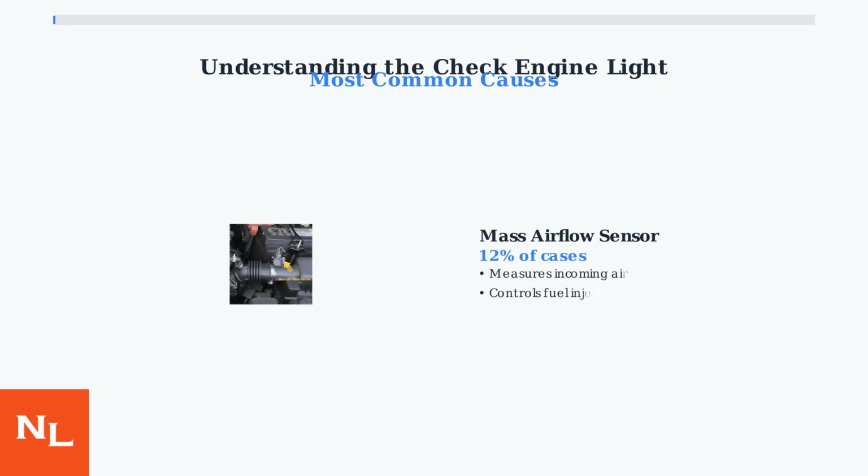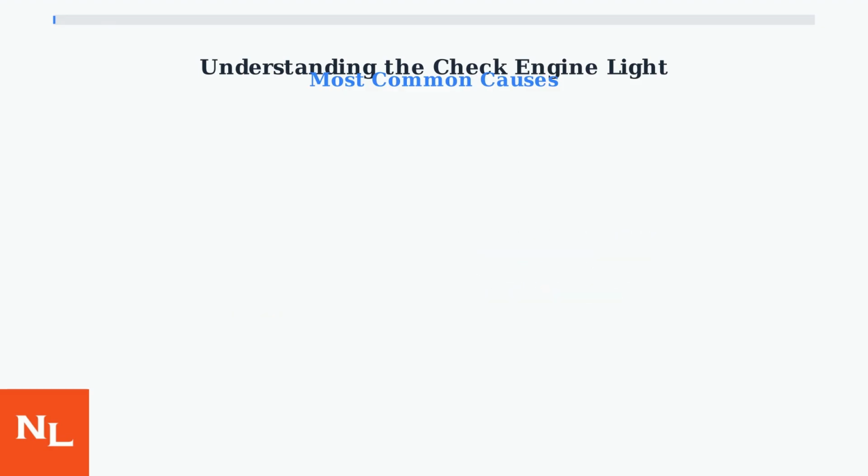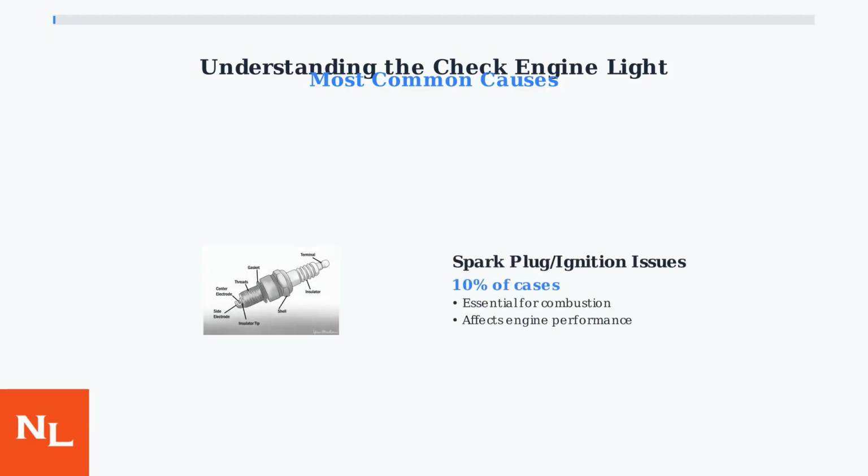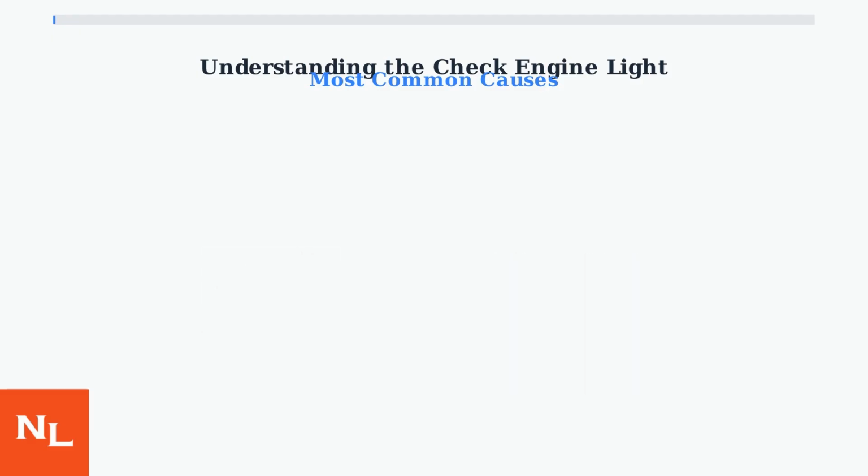Mass airflow sensor problems account for 12% of cases. This sensor measures the amount of air entering the engine, helping the computer calculate the correct fuel injection amount. Spark plug and ignition coil issues represent 10% of check engine lights. These components are essential for proper engine combustion and performance.